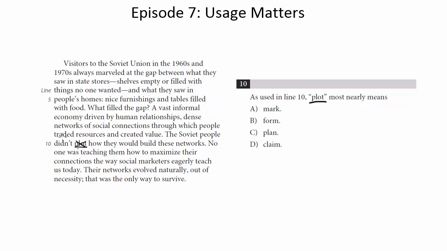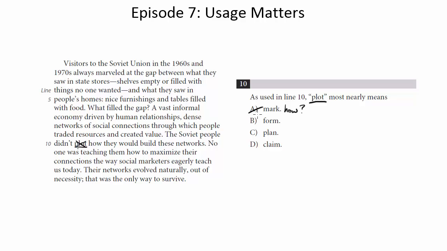Now, as I said, plug these words in and not only pay attention to the vocabulary, to the meaning of the word, but also to how it's being used and if that makes sense. So for example, A, the Soviet people didn't mark how they would build these networks. Mark how is not a standard usage for the verb mark. You don't mark how something. It's a bit strange, right? So there's a good chance that A is not going to work. And also, more importantly, based on the meaning, it just doesn't make sense. Mark wouldn't be a synonym for plot here.